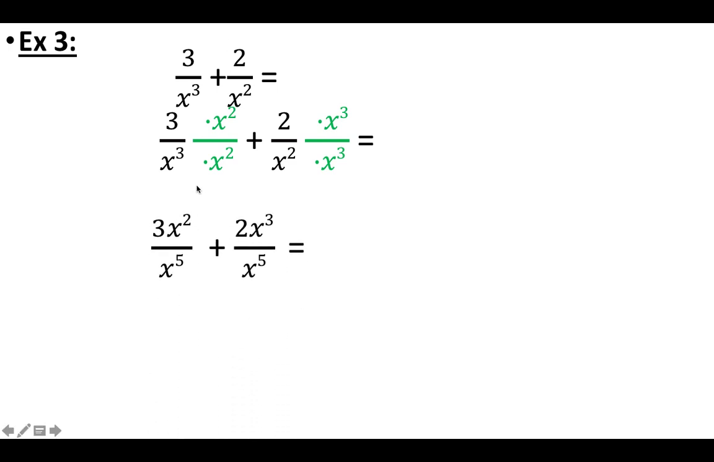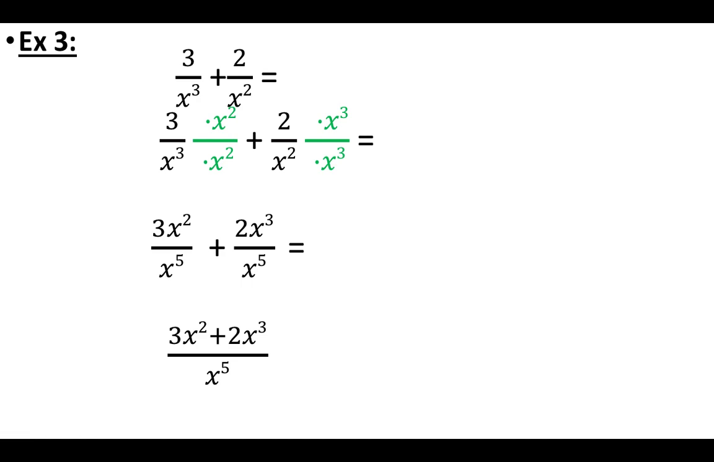So when I multiply this, I get that, and this combined gives me x to the fifth. Now that my denominators are the same, I'm going to combine my numerators. Awesome. 3x squared plus 2x cubed: because they are not like terms, we cannot combine them, and the bottom is just x to the fifth. In the future, we will talk about factoring out an x squared from the top and being able to cancel with the bottom. Right now, no, you cannot cancel anything here, because again, these x's up here are trapped with this plus sign. So this is our answer.